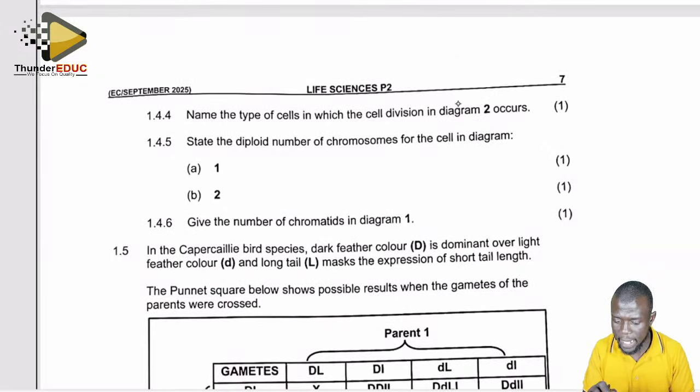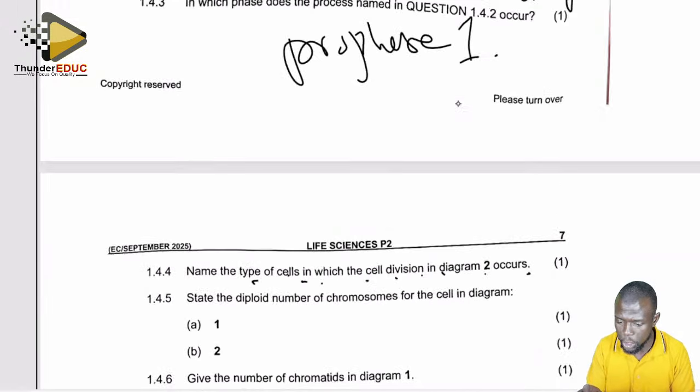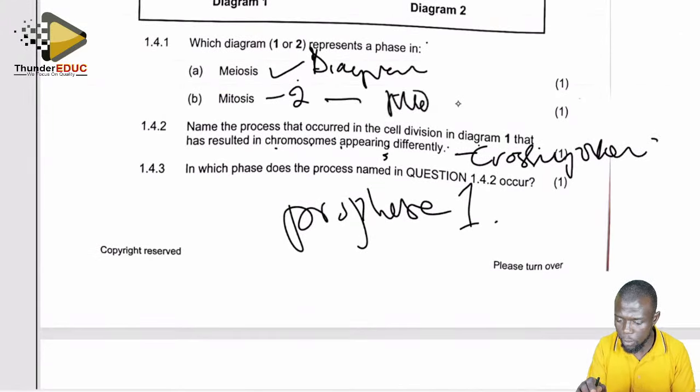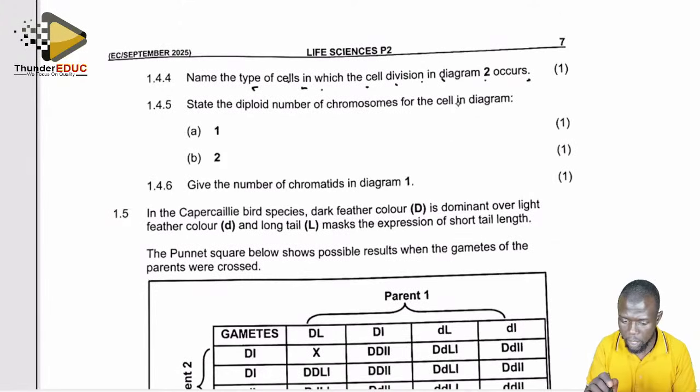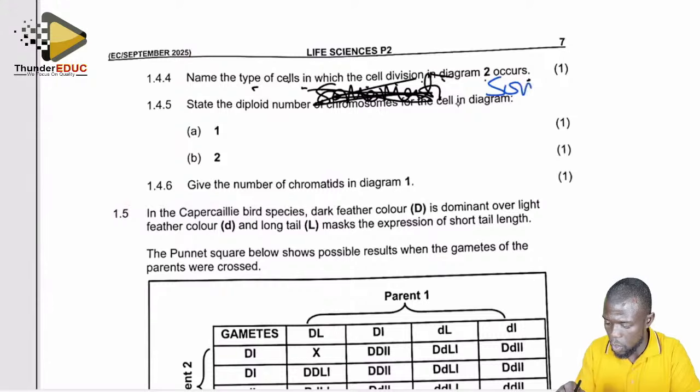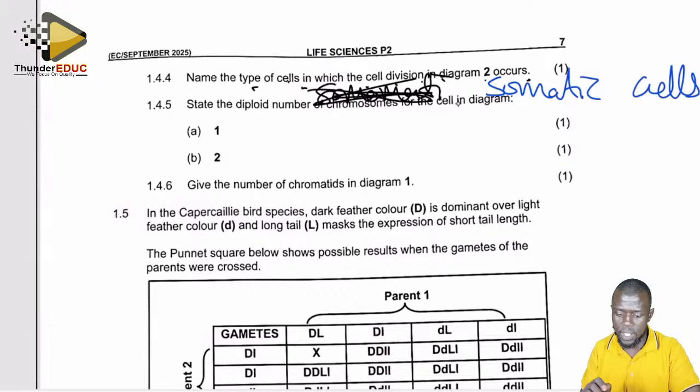Name the type of cells in which the cell division in diagram 2 occurs. Oh, diagram 2. You remember I said this looks like mitosis. And mitosis occurs in the somatic cells. It occurs in the somatic cells.